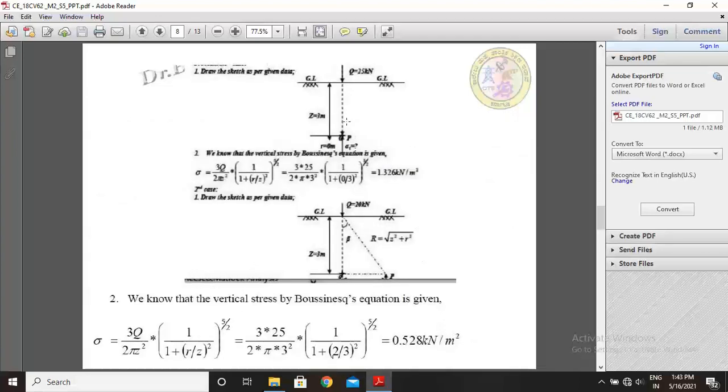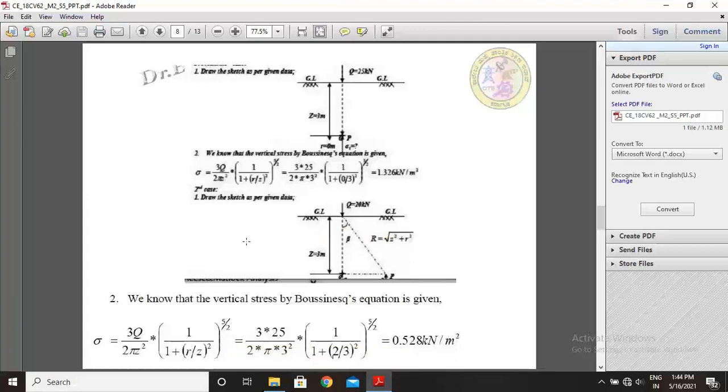See here, the sketch is plotted. This is ground level. The load Q equal to 25 kilonewton is acting, and the depth is Z equal to 3 meters directly below the point load. Then use the equation: sigma Z equals 3Q by 2 pi Z square into 1 by [1 plus (R by Z) square] whole to the power of 5 by 2.